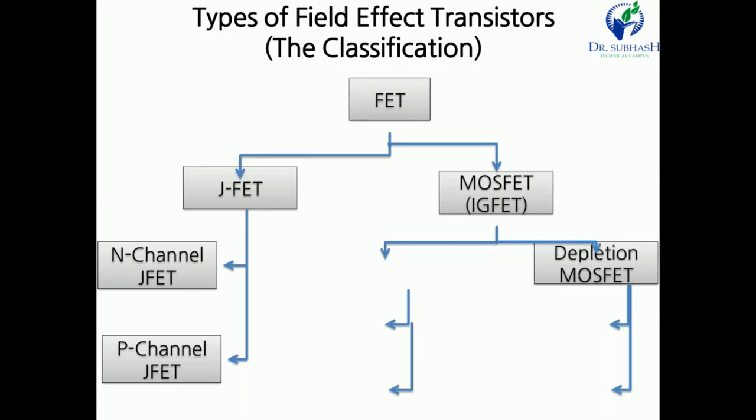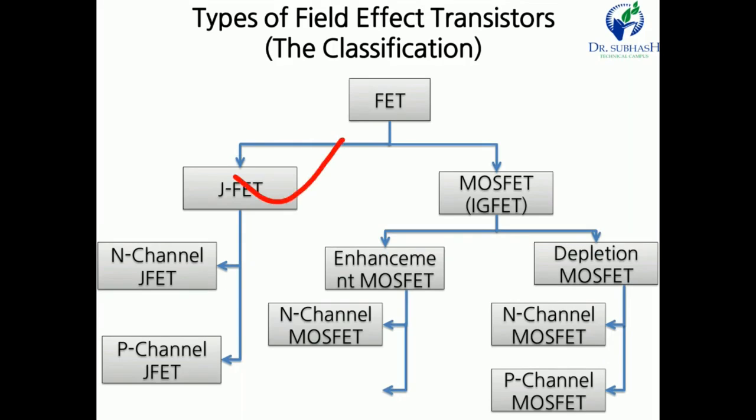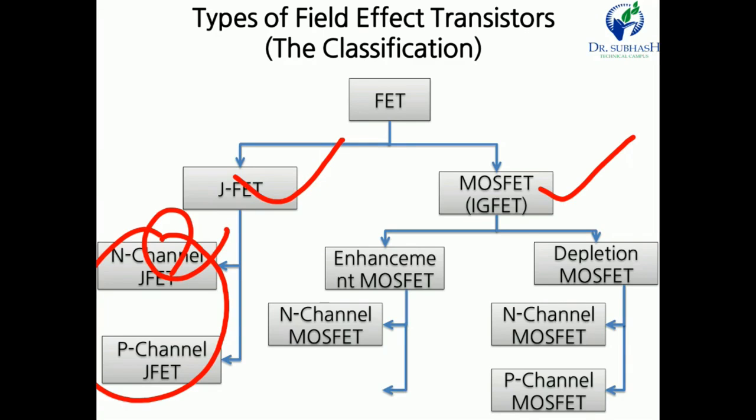Here you can see in the table the different types. The first one is JFET, mainly JFET and MOSFET, which is also known as IGFET. The JFET is also divided in two parts, N channel JFET and P channel JFET. In the N channel, the majority charge carrier is electron. In the P channel, the majority charge carrier is hole. So this is the basic difference in channel.